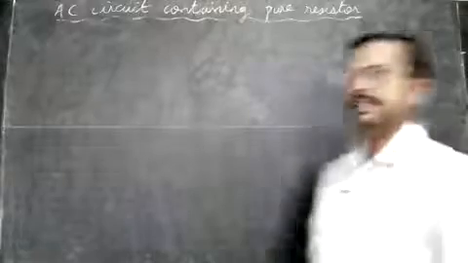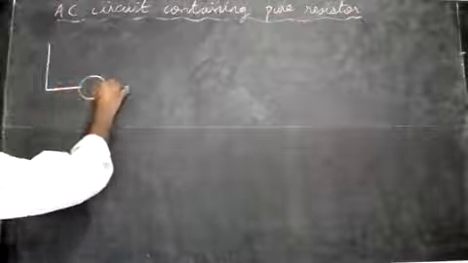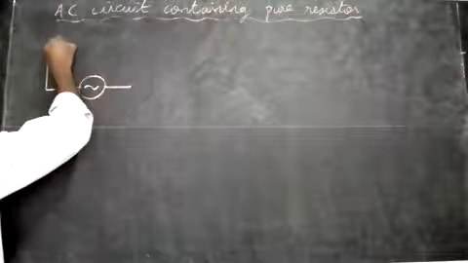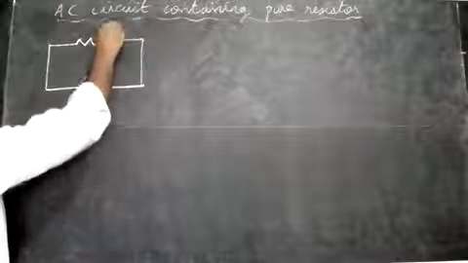Let us study about an AC circuit containing a pure resistor. There's only one resistor. Let's see the picture, how to draw it. So now we have a circuit like this. There's an AC source connected to a resistor. Just one resistor only, nothing else.